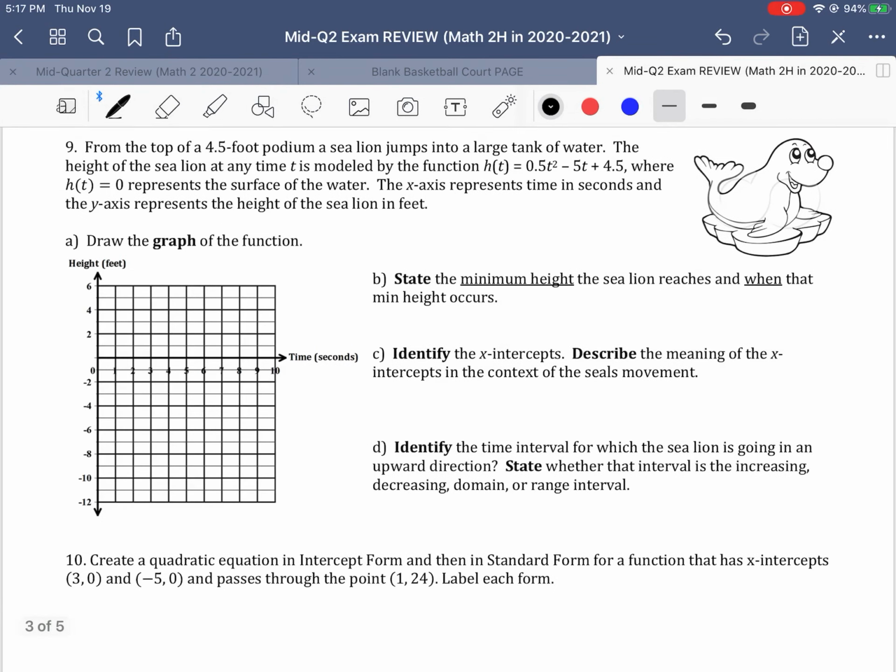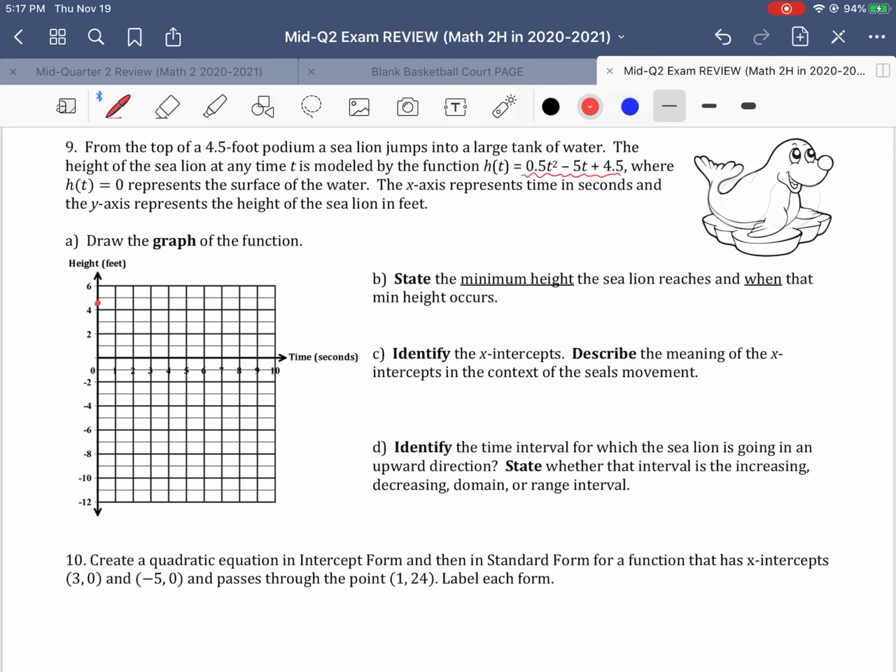Number 9, so we're given that from the top of a 4.5 podium, a sea lion jumps into a large tank of water. The height of the sea lion at any time is modeled by this function right here, where h of t equals 0 represents the surface of the water. So it looks like they've drawn us a little graph here, and it looks like we have a seal sitting here at about 4.5. He's going to jump into the water and then come back out. So we definitely know it's going to start at like 4.5.